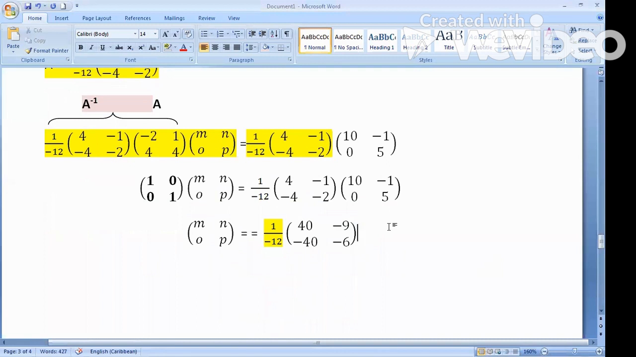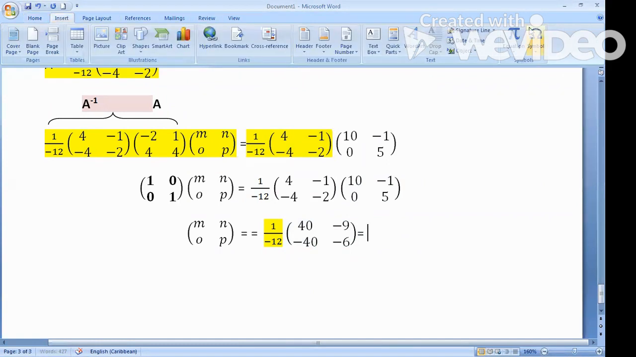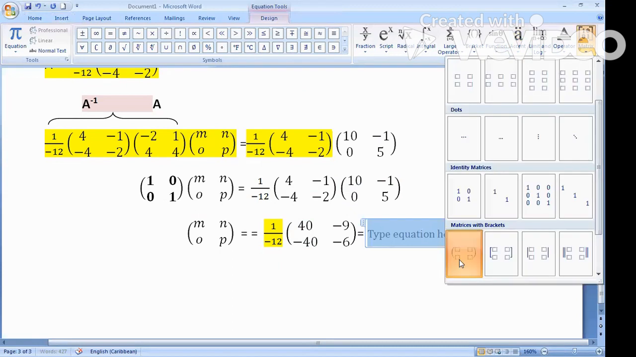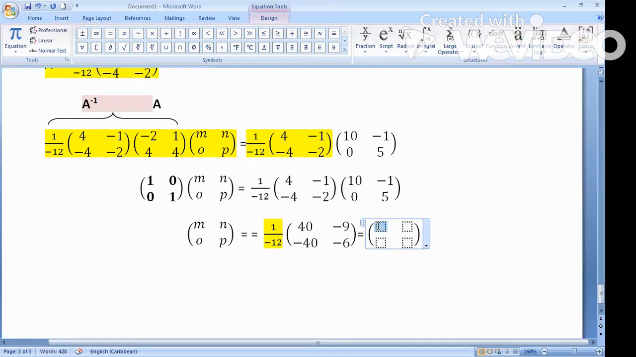Now, what do you think we're going to do? We're going to multiply 1 over negative 12 times all elements inside the matrix. And you're basically done right here. You're on the road. That is where you'll get your salvation.